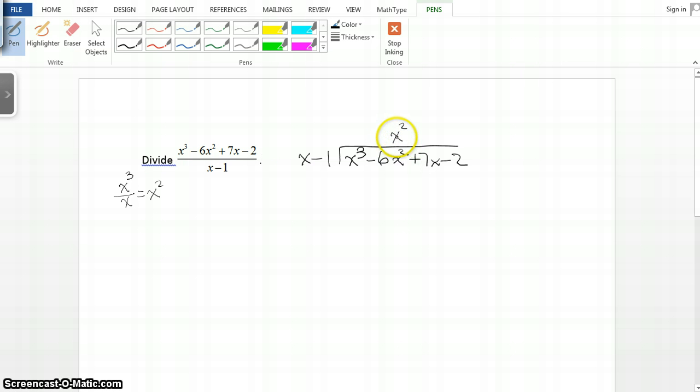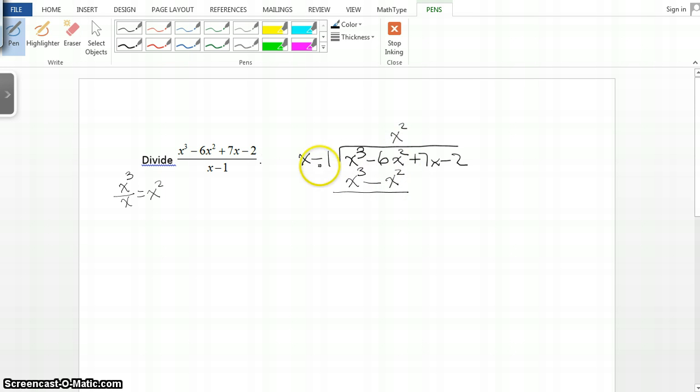I always put it up above the other x squared term, but it really doesn't matter where you put it up here. Some people like to put it way up front. Doesn't matter. Once you get that first part of your answer, you multiply back. X squared times x is x cubed. Then x squared times a negative 1 is negative x squared.